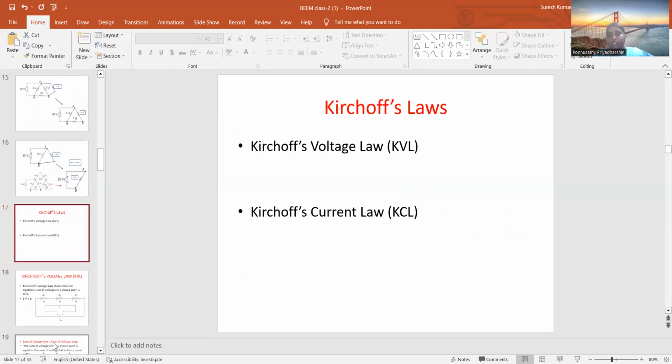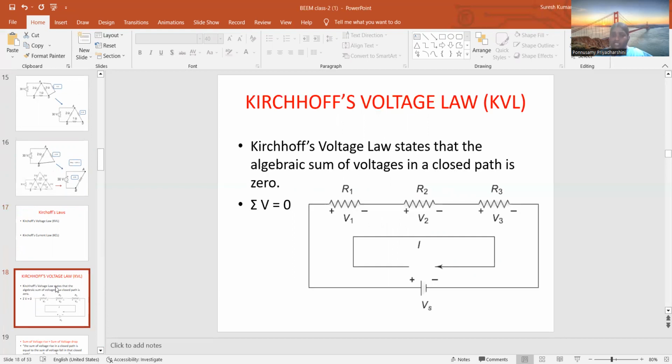The next is going to be the Kirchhoff laws. There are two laws totally, KVL and KCL: Kirchhoff's voltage law and Kirchhoff's current law. What is Kirchhoff's voltage law? Kirchhoff's voltage law states that the algebraic sum of the voltages in a closed path is equal to 0. V1 plus V2 plus V3 is equal to V. V is equal to V1 plus V2 plus V3.